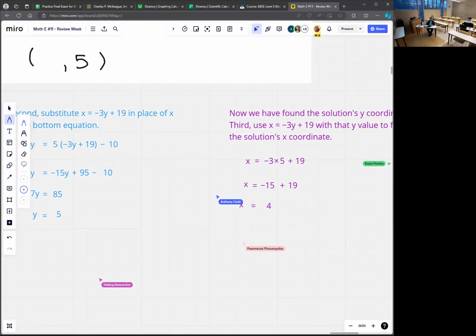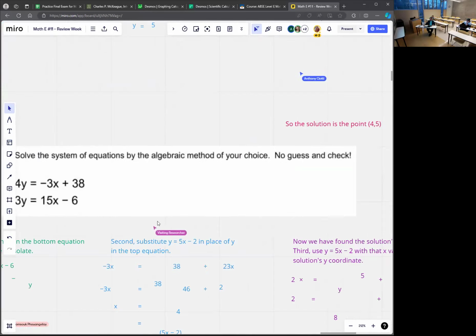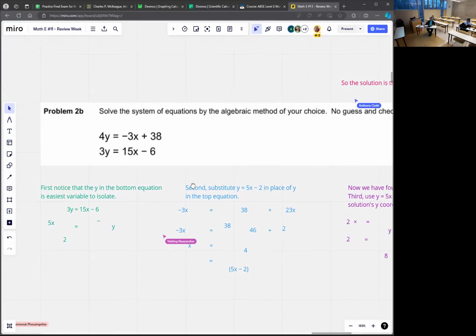Okay, so we took the 5, we plugged it in, and we found out what the x is, so now we know that the x is 4. If I can get my mouse to work. There we go. And since this isn't about suspense, there's our solution, right? Okay, do you want to do another one?